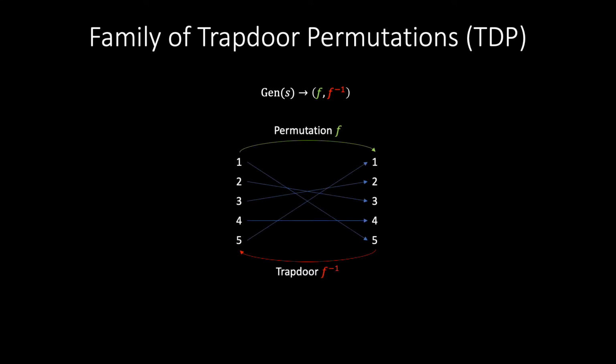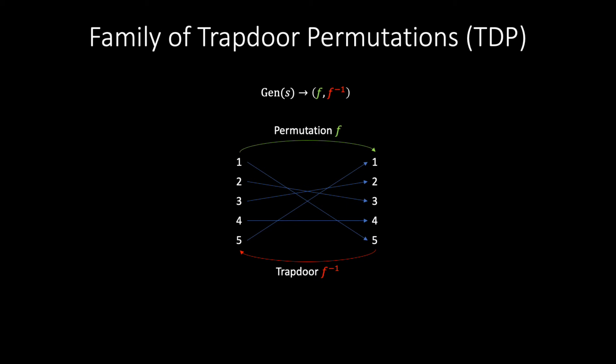A family of trapdoor permutations is a cryptographic primitive that augments the concept of a permutation function with some additional useful properties. Firstly, it provides a way to sample an instance from the family given a random seed S. Such an instance consists of a permutation function, f, and a trapdoor function, denoted as the inverse of f. The permutation function maps inputs from some fixed domain onto elements of the same domain with a one-to-one mapping. The trapdoor function is the inverse of the permutation function.